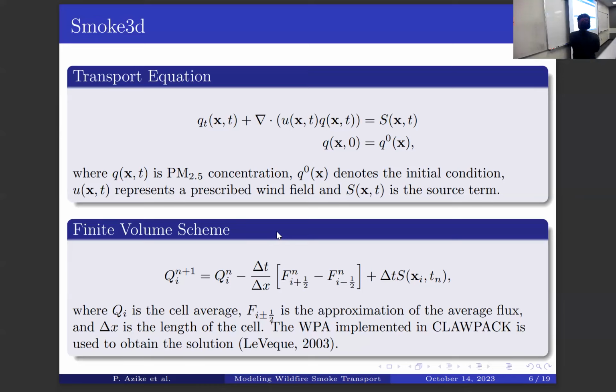We make use of the finite volume scheme. That's the numerical method of discretization. So we have Q_i is the cell average, and F is the flux, the average flux. We use the wave propagation algorithm, which is implemented in CLAWPACK, to obtain the approximation of this flux, which is really a Riemann problem.